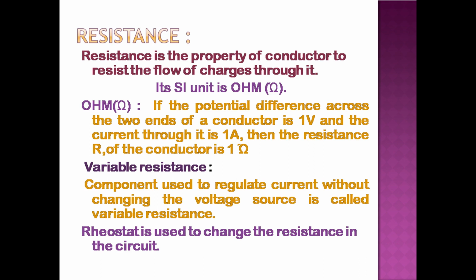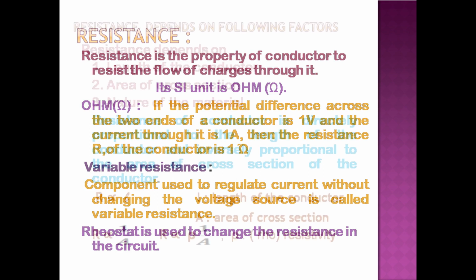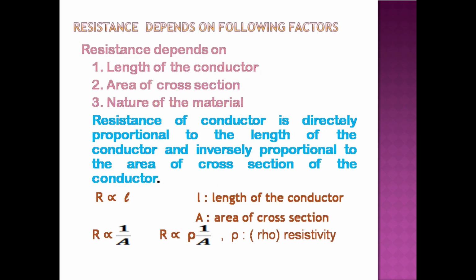Variable resistance: component used to regulate current without changing the voltage source is called variable resistance. Rheostat is used to change the resistance in the circuit. Resistance depends upon the following factors: one is length of the conductor, area of cross section, and nature of the material. Resistance of a conductor is directly proportional to the length of the conductor and inversely proportional to the area of cross section of the conductor.